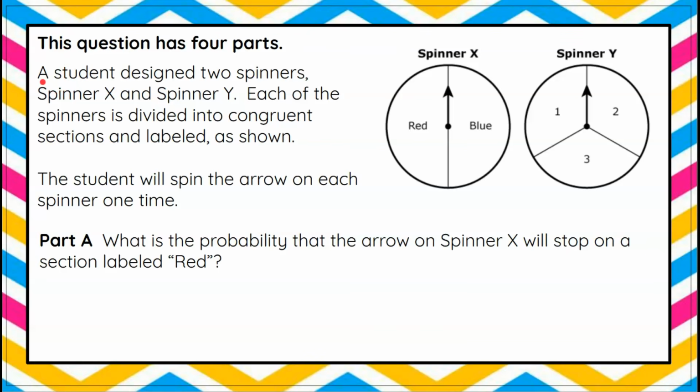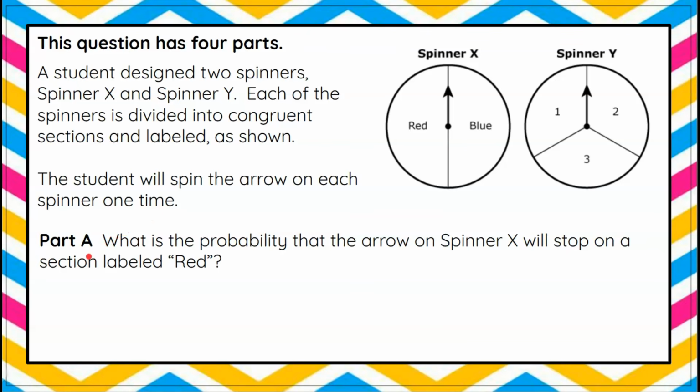We're going to begin with understanding that a student designed 2 spinners, spinner X and spinner Y. Each of the spinners is divided into congruent sections and labeled as shown. So here is your spinner X and here is your spinner Y. The student will spin the arrow on each spinner one time.